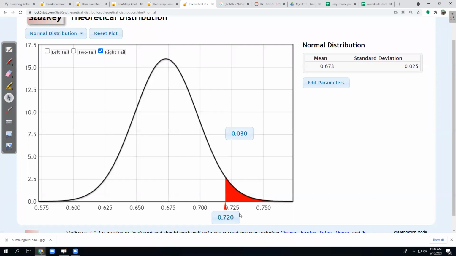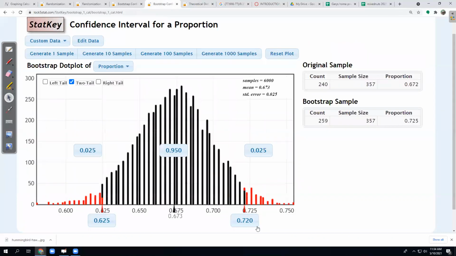And StatKey says it leads to a probability of about 3% in the right tail. So if we expected the mean to be 0.673 and we think the spread is 0.025, then we expect that about 3% of the time we'll end up with a proportion of 0.72 or higher. Right? So that's that idea of a p-value that I'm talking about here. Now notice that's a little bit different than over here. Here StatKey matched 0.025 with 0.72. So that's not quite 3%, that's 2.5%.